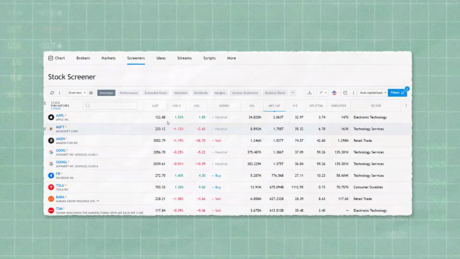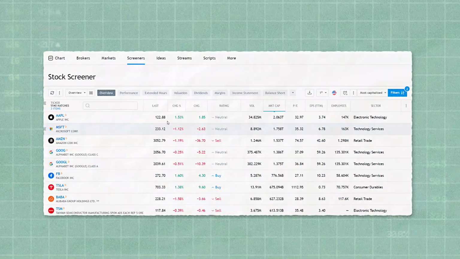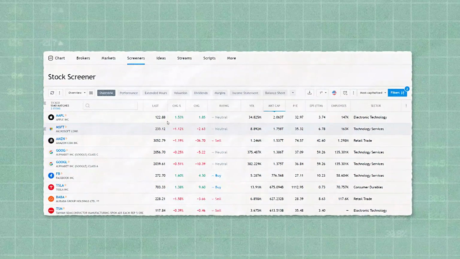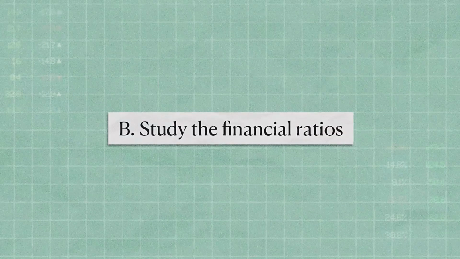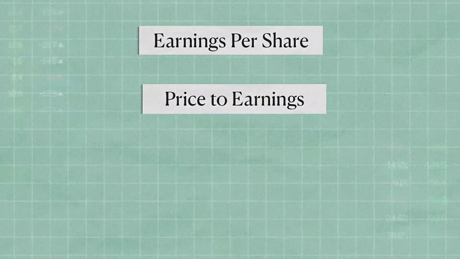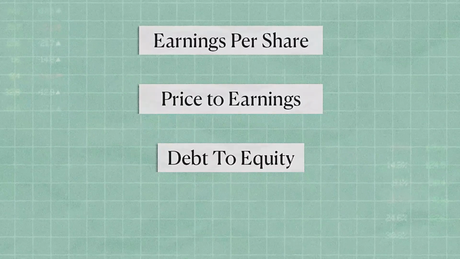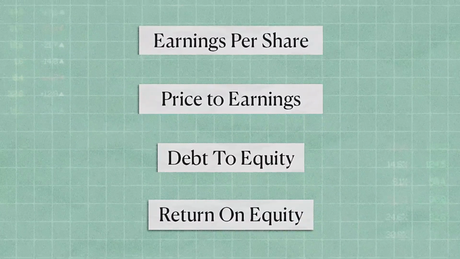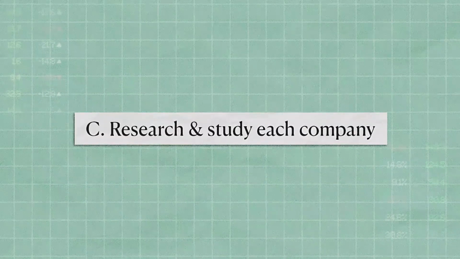In addition, you can use a stock screener to filter by market capitalization, dollar volume, industry, or sector. The next step is to study the financial ratios, like earnings per share, price-earnings ratio, debt-equity ratio, return on equity, etc., for companies that pique your interest. We talked about them in each of the previous lessons. Research each company and have a proper understanding of the company, what they do, how they make money, and possible competitors within the sector or industry.